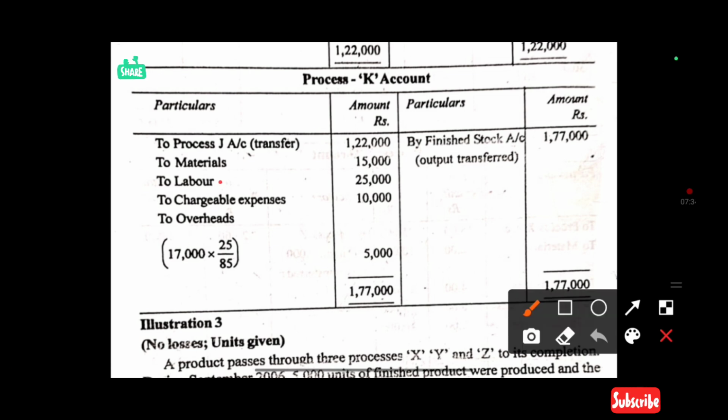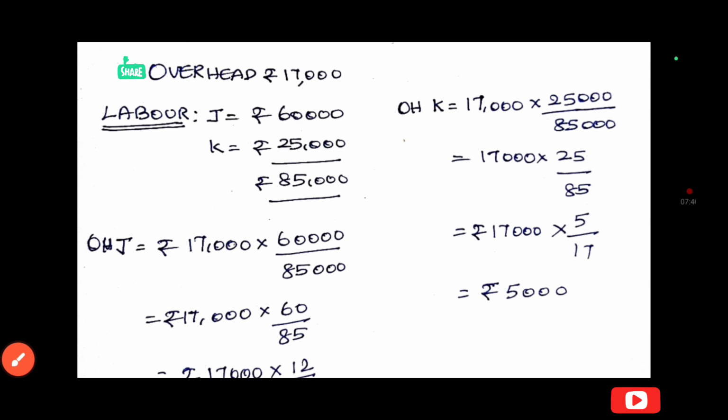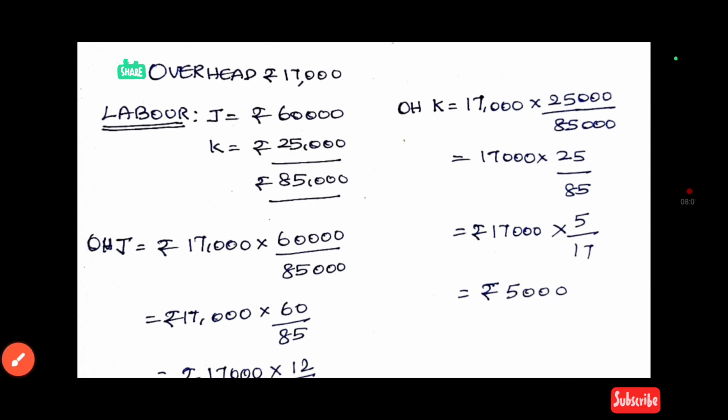K labor is how much? 25,000 rupees, right? Listen here. Now we are going to calculate apportioned overhead with the labor. Let's take overhead 17,000 rupees. What is the K labor cost? K labor cost is 25,000 rupees. It is to be entered in the numerator. Then the total cost of the labor is to be entered in the denominator, to find out the ratio. How can you find out the ratio?